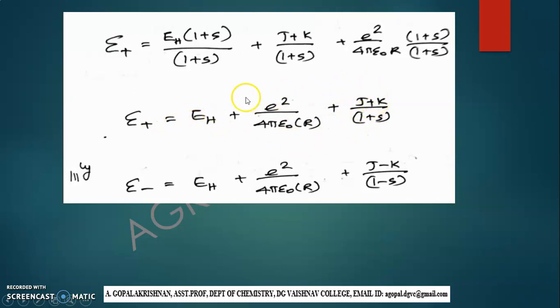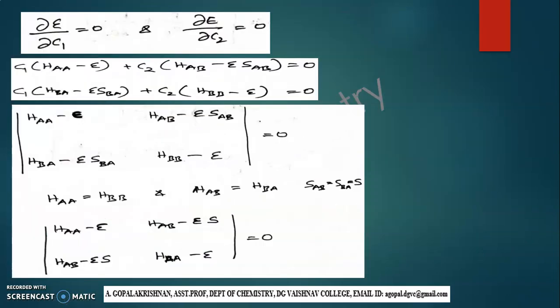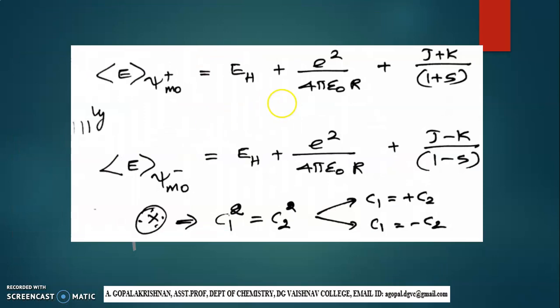Now listen. This expression is exactly similar to what we obtained in the previous method. In the previous method, we assumed the values of C1 and C2. We assumed that the two orbitals contribute equally, and based on that assumption, we derived the expression for the average energy. This is actually E plus, and this is actually E minus.